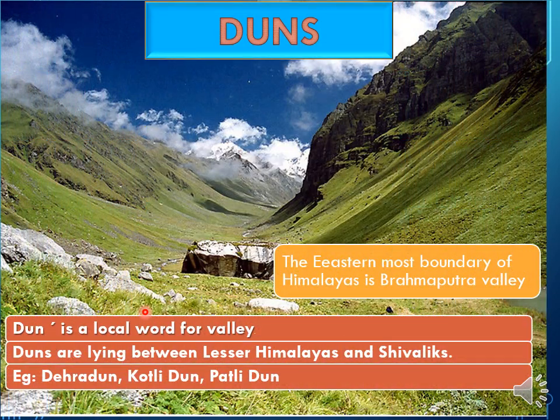Here is a picture of a dune. What is a dune? Dune is a local word for valley. Dunes are lying between the Lesser Himalayas and Shivaliks. Examples: Dehradun, Kotli Dune, Patli Dune, etc.